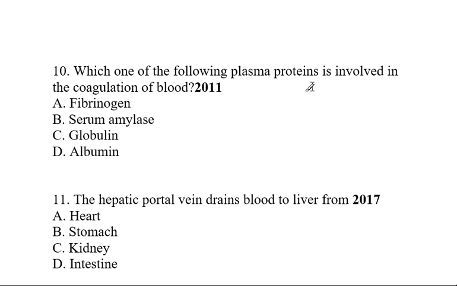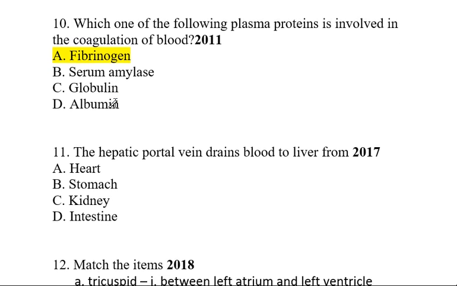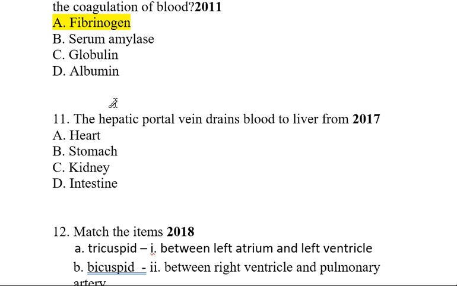Which one of the following plasma proteins is involved in the coagulation of blood? Fibrinogen. It's a very simple and easy question. The hepatic portal vein drains blood to the liver from the intestine.